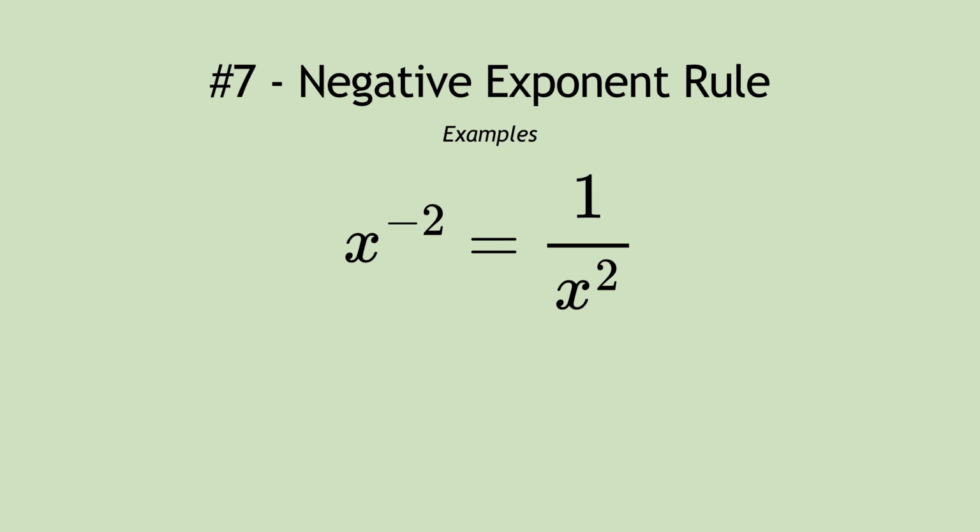Here we have x to the power of negative 2 equals 1 over x to the power of 2. We have x to the power of negative 3. That equals 1 over x to the power of 3.